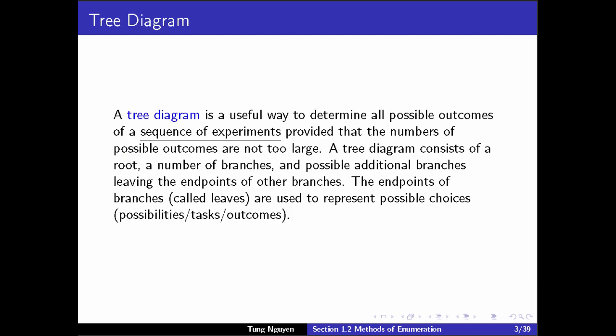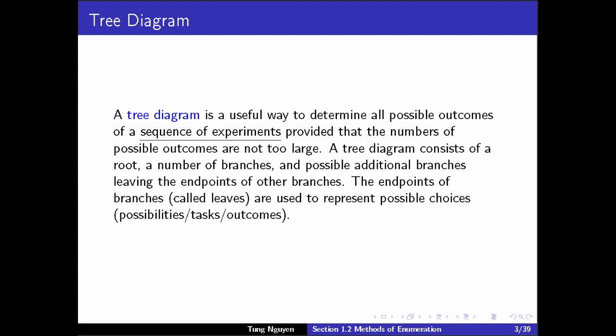First, let's talk about the tree diagram. A tree diagram is a useful way to determine all possible outcomes of a sequence of experiments, provided that the numbers of possible outcomes for each experiment are not too large.